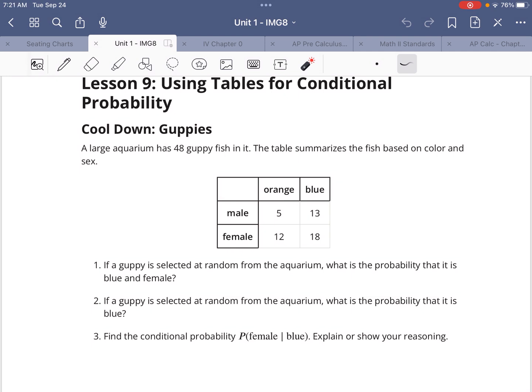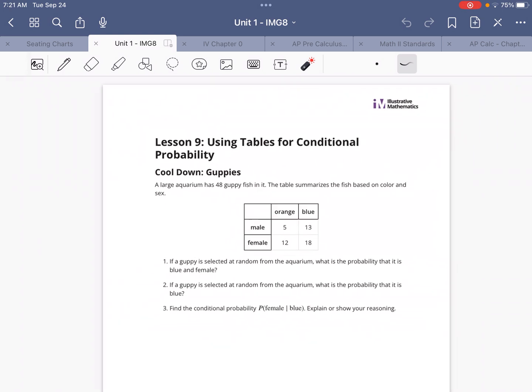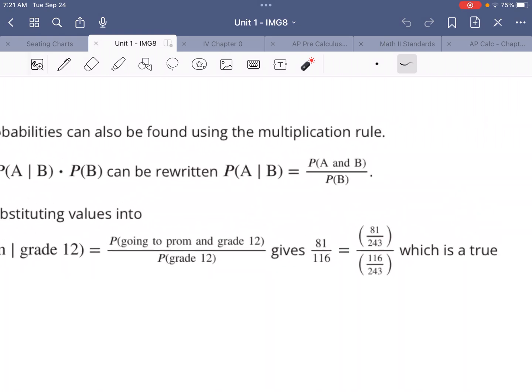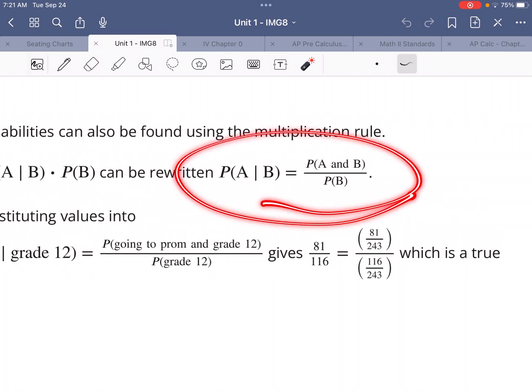Number 2, if a guppy is selected at random from the aquarium, what's the probability that it's blue? Well, how many do we have that are blue? Okay, find the conditional probability that it's a female given that it's a blue fish. Well, we could use this formula that we came up with before.